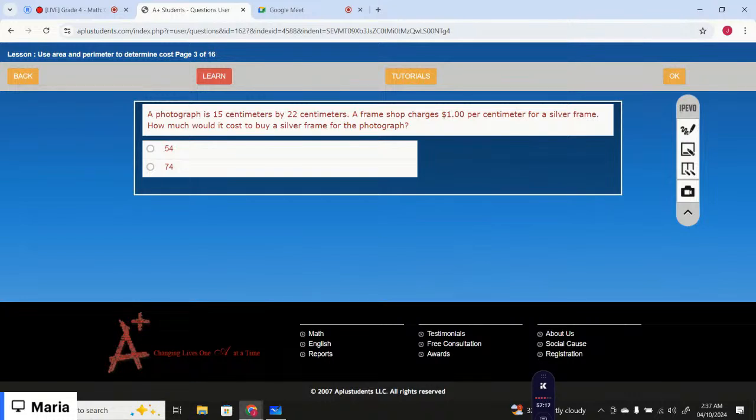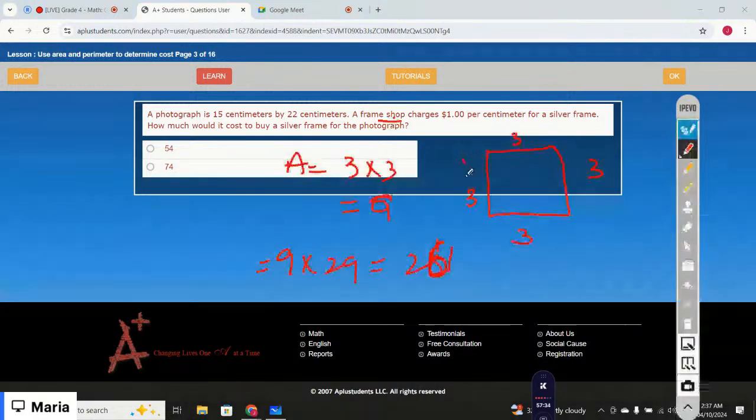Just look at this one. A photograph is 15 by 22, right? A frame shop charges $1 per centimeter for a silver frame. How much would it cost to buy a silver frame for the photograph? So you are given the dimensions of the photograph, 15 and 22. You need to find the perimeter first, right?